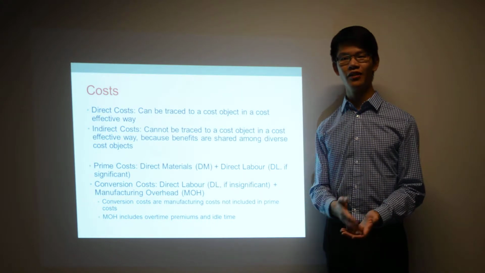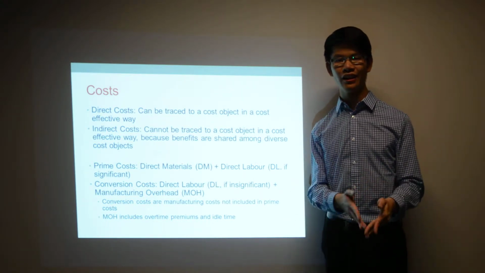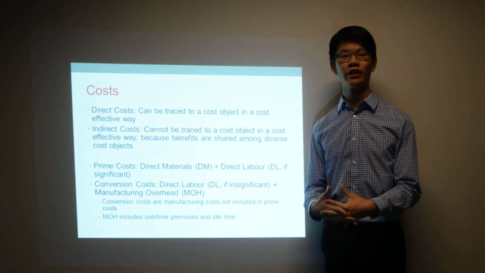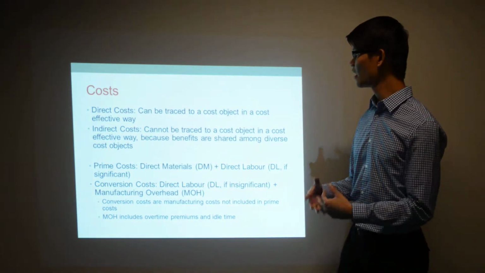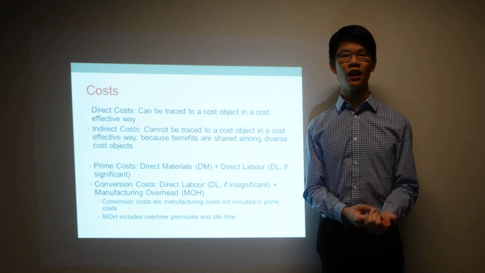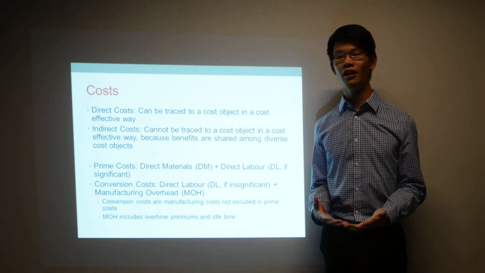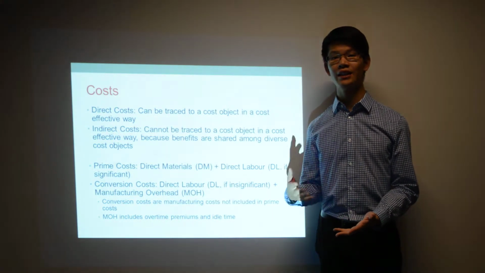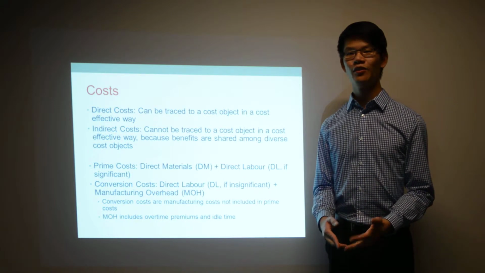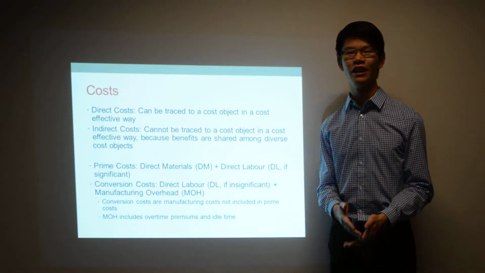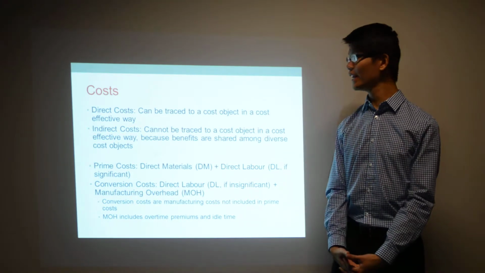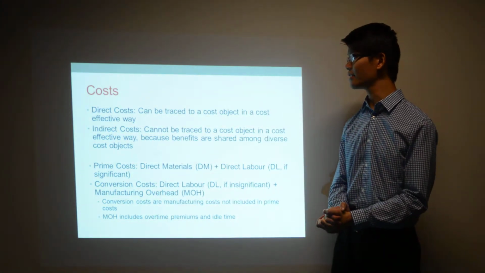However, the benefits of your plant manager cannot be tied directly to the shoes or cannot be divided evenly among the shoes. So what I mean by cost-effective way is that some things may be considered direct costs, but just because they're so small, it's not worth it to treat them as direct costs. For example, the glue that is used in shoes. If you were to trace that little amount of glue to every shoe, it would be more expensive than the actual glue itself. So generally they would consider that an indirect cost.